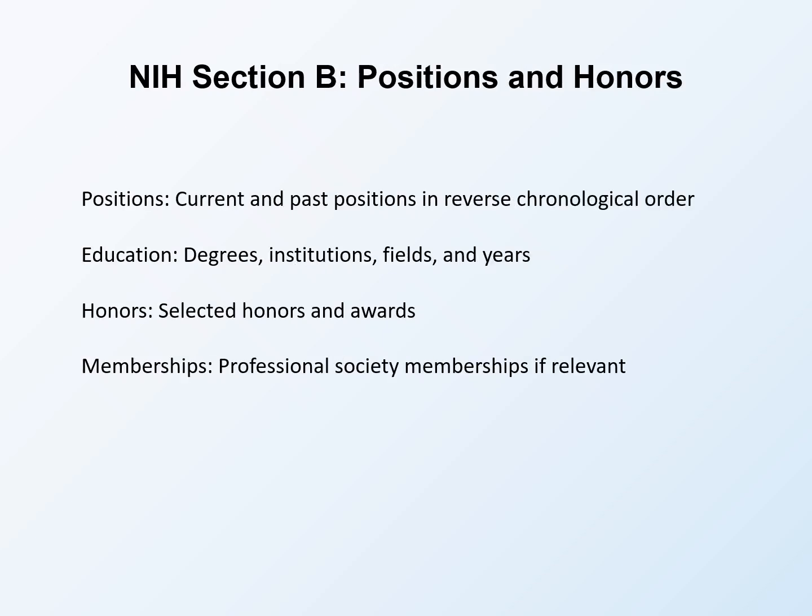NIH Section B covers positions, honors, and employment history. This section documents your professional trajectory and recognition in the field. For positions, list your current position first, followed by previous positions in reverse chronological order. Include the institution or organization name, your title, and the dates of employment. Focus on positions relevant to your research career rather than providing a comprehensive employment history.